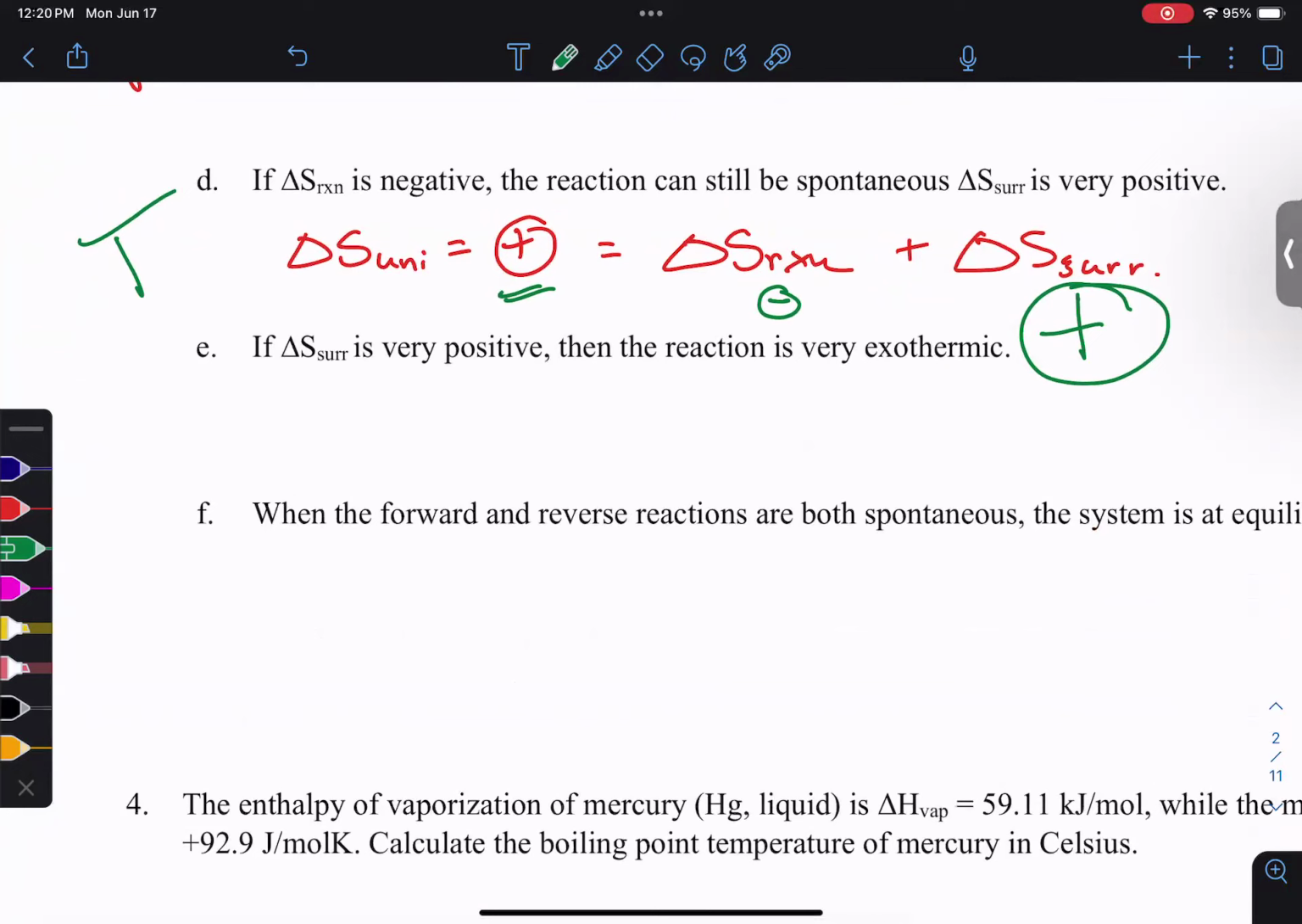If surroundings is very positive, the reaction is very exothermic. That is true. And the equation that helps us determine that is the delta S of the surroundings is equal to negative delta H of your reaction over the temperature in which it occurs. I like to think of it this way. An exothermic reaction releases heat into the surroundings. It heats up the surroundings, so the surroundings increase entropy. Or an endothermic reaction has a positive sign of delta H reaction. It steals heat from the surroundings. So the surroundings lowers or decreases its entropy. So you see how it's the opposite sign of whatever the reaction is. So this one is true, because exothermic means negative delta H reaction. So surroundings would be positive though.